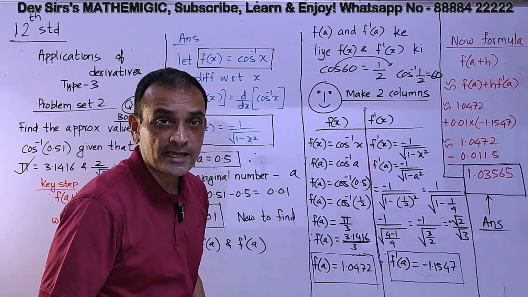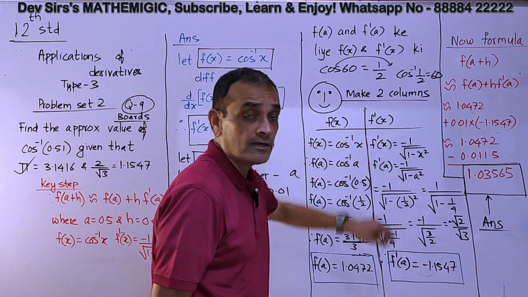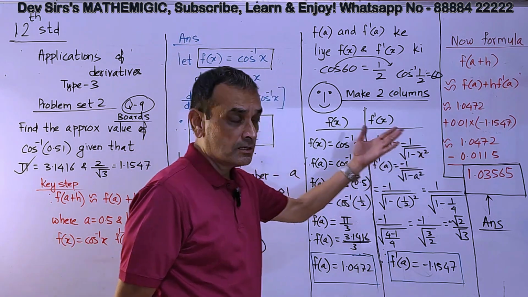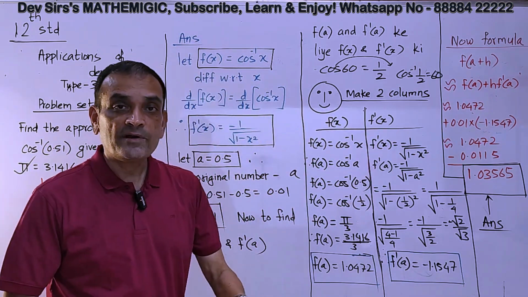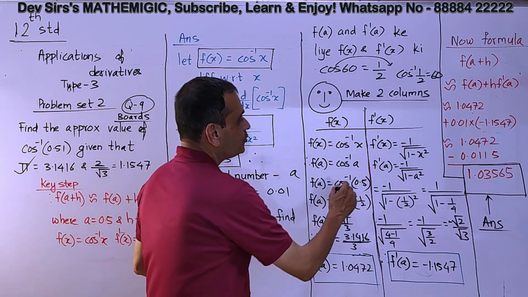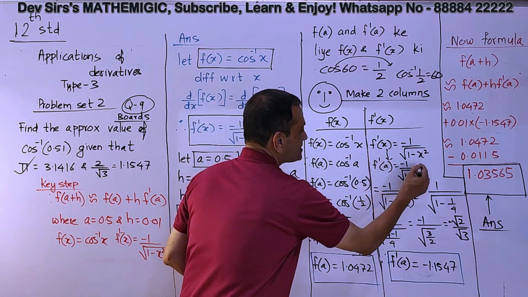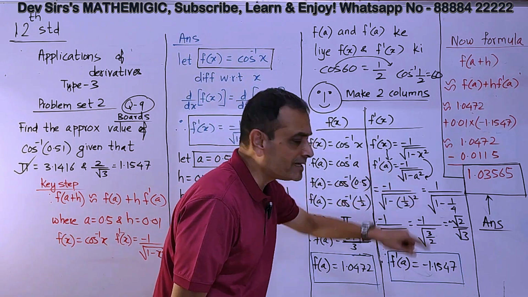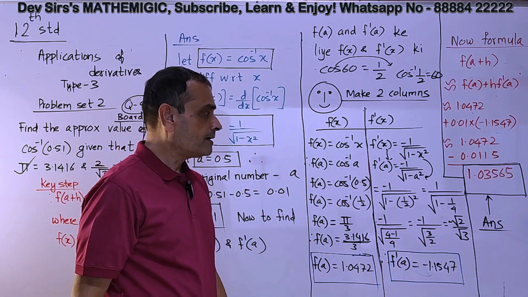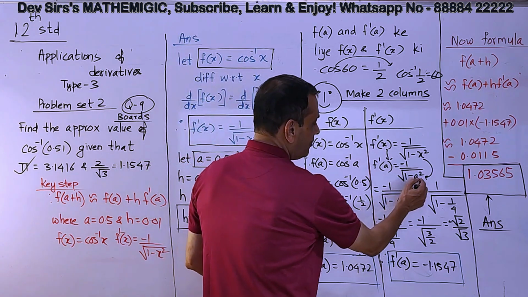Let us go to f dash a. f dash a के लिए क्या चाहिए? f dash x चाहिए. What is f dash x? यहाँ पे है. Put that value there. f dash x आने के बाद क्या? What do you do? Replace x by a. So f dash a is -1 upon root of 1 minus a squared. Okay. Value of a is half.